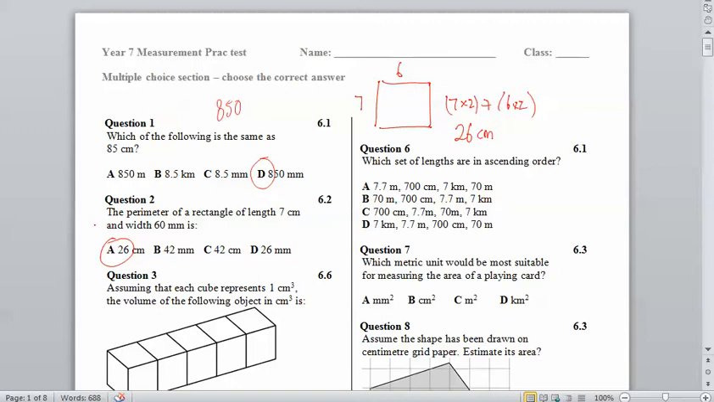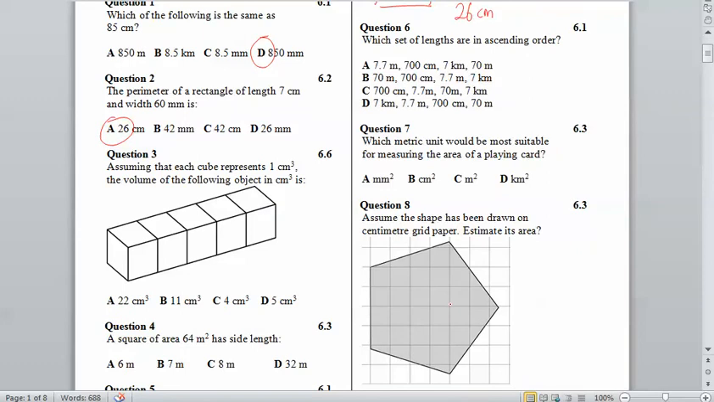Hands up if you got that right. I don't want to hear. All right, probably not as many as I would have thought. So you've got to convert the units. Really important. And perimeter, there's 4 sides to that rectangle. The answer to this one, well, each of these cubes is 1 centimetre cubed, so it is 5 centimetres cubed.